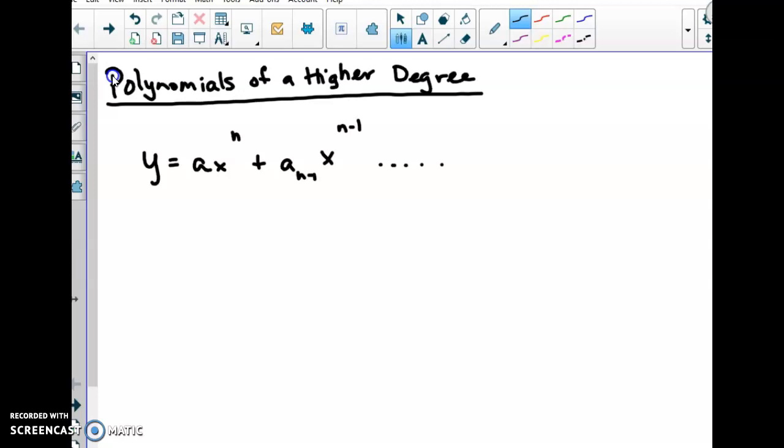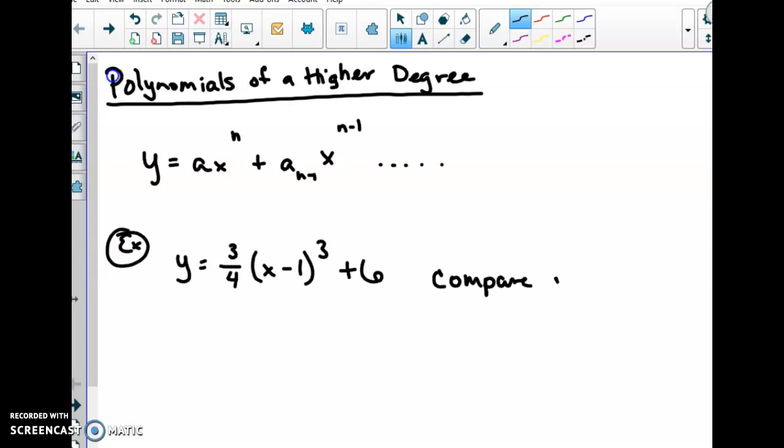Okay? So when we're looking at polynomials of higher degree, we're going to be looking specifically at what happens with the local extrema and that kind of stuff. What happens if you move it? So for instance, if I were to have y equals 3/4 (x minus 1) to the power of 3 plus 6, how does this compare to the parent function of y equals x cubed?